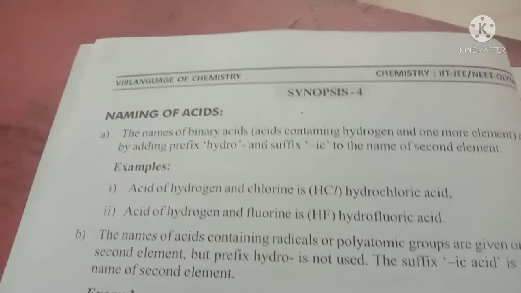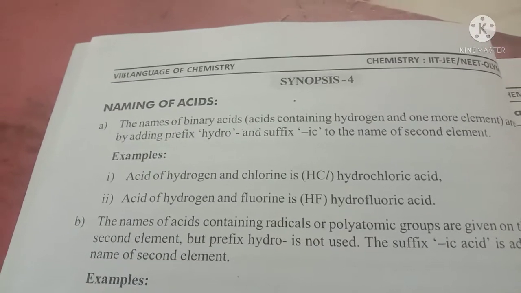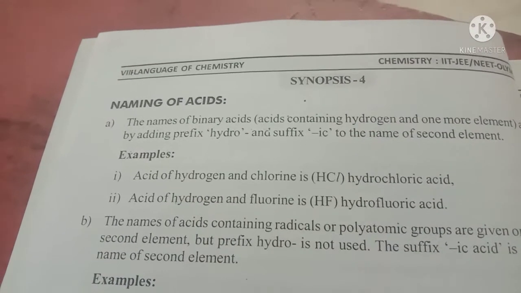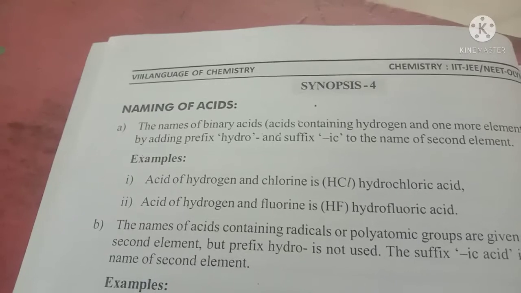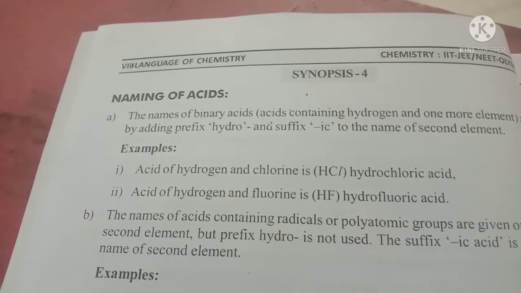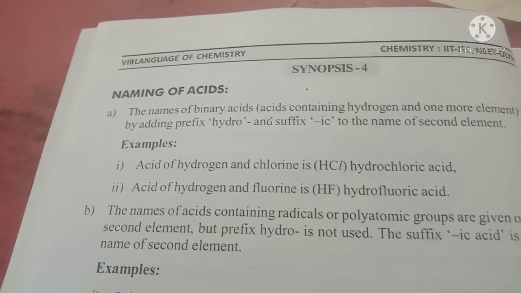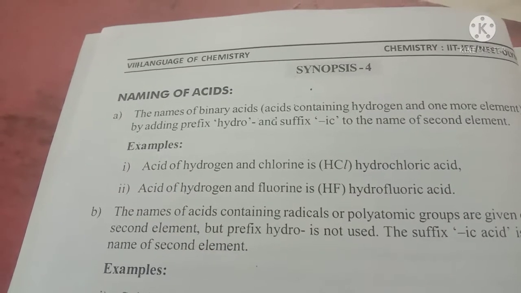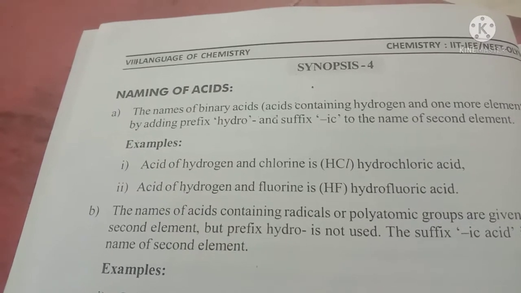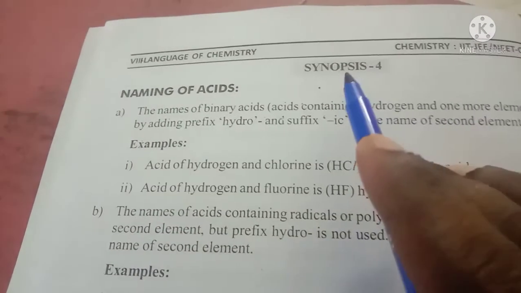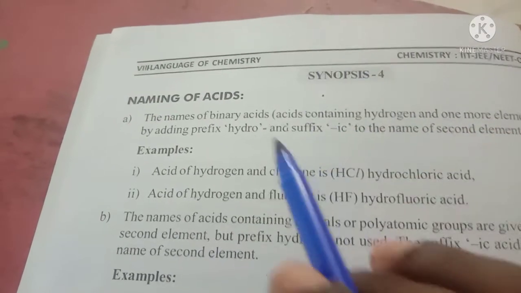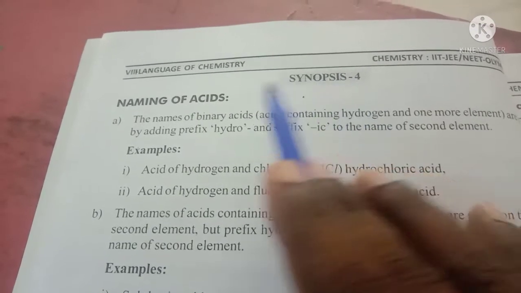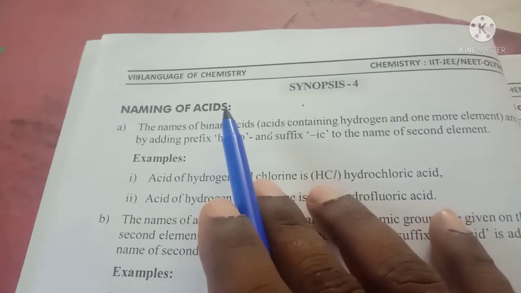Okay, children. Till now we have seen monoatomic, diatomic and polyatomic groups and compounds. Now, with this knowledge, we will enter into Synopsis 4 in our IIT chemistry. In today's class, we will study the naming of acids.